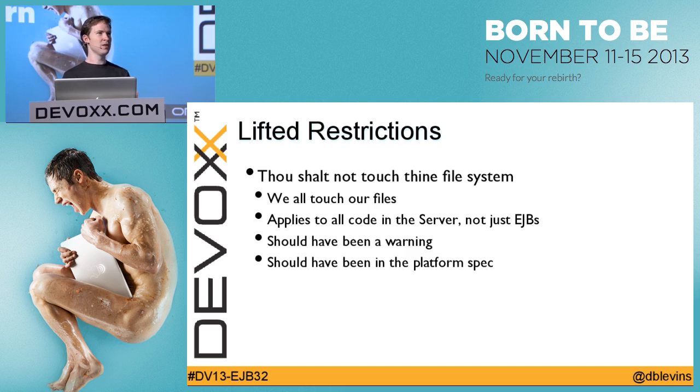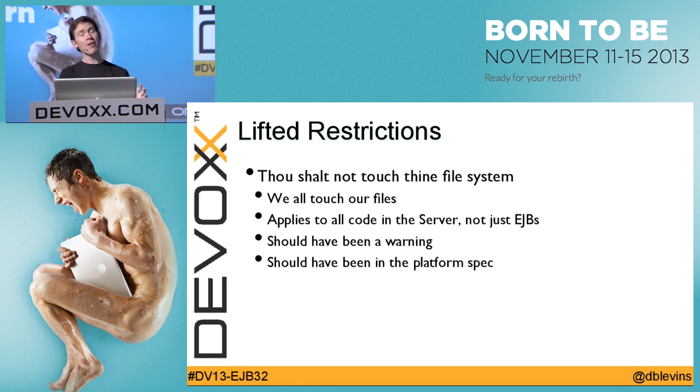The intention was that anything running in the server in a multi-user environment could have some issues if you start touching files. If two threads come in and hit the same file, you might have some problems. So it should have been just a warning, not a restriction, and it should have been in the JavaEE spec, not in the EJB spec. The reason it was there is really just legacy. EJB was sort of the center of the JavaEE platform, so a lot of these types of ideas got put in EJB, but they really applied to everything.